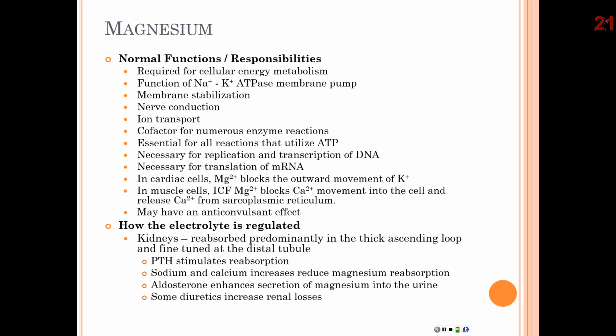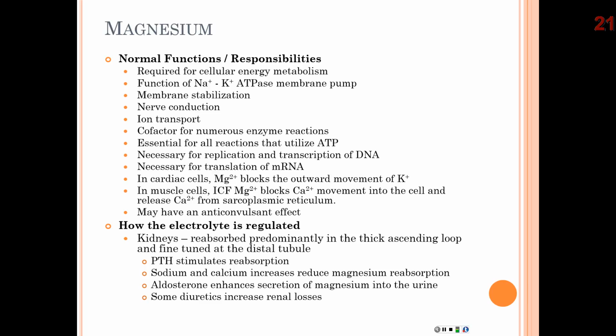So in all muscle cells, the ICF, intracellular fluid levels of magnesium, so inside the cell, the magnesium blocks calcium movement into the cell and the calcium release from the sarcoplasmic reticulum. So in cardiac cells in particular, we've got a problem with resetting back to the resting membrane potential. In all muscle cells, this includes the heart. The magnesium will block the calcium in and block the release. So that's a normal function.